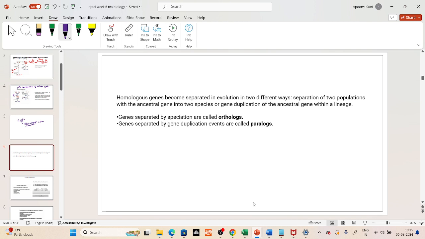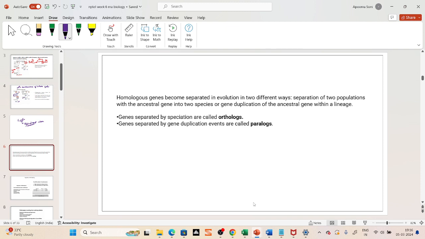Just in terms of homologs, it's not always genes. Homologs can be a pair of organs or a pair of anything. Homologs can be anything, not just genes. So homologs are divided into two types. The first one is orthologs and the other one is paralogs.